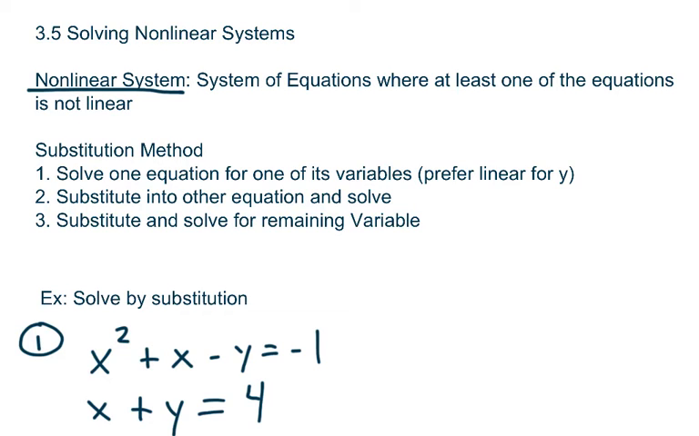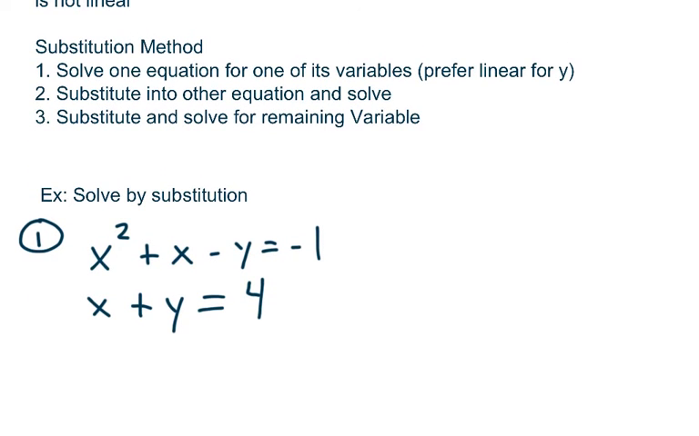Now, the substitution method is probably going to work best when one of the equations is a line. So it's something like number 1 here: a quadratic, and then a linear equation. So one quadratic, one parabola, and then one line. Okay, so solve by substitution. For step number 1, we prefer to solve the linear equation for y. So what we're going to do here is get y by itself in this second equation.